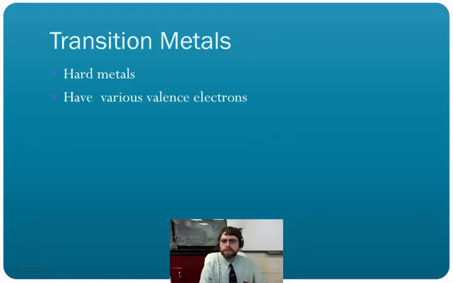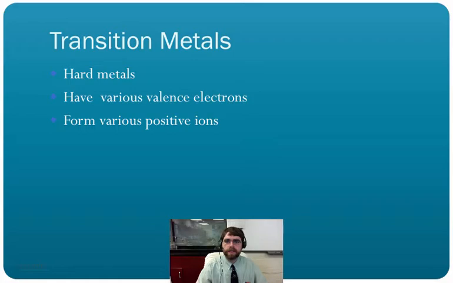Anyway, they have a various number of valence electrons, and because of that, they form various positive ions. In fact, most of the transition metals can form more than one ion. Iron can form a +2 and a +3. Copper can form a +1 and a +2. And so most of the metals here can form more than one ion, so there's no real pattern to list on that right now. Those patterns will become important here soon, though.